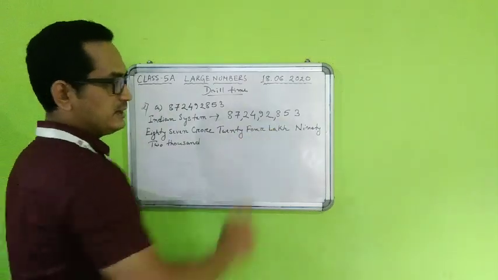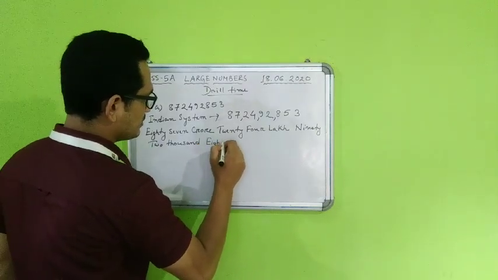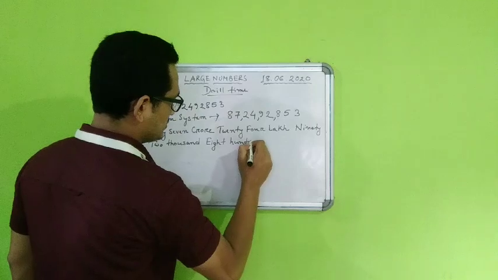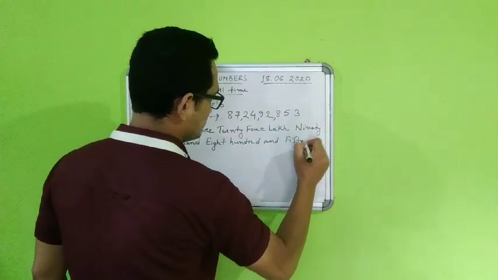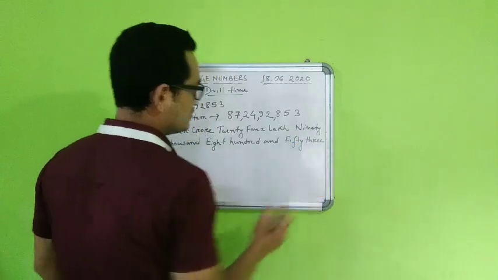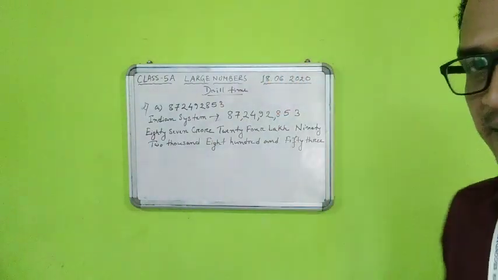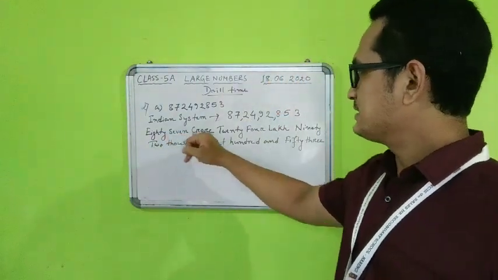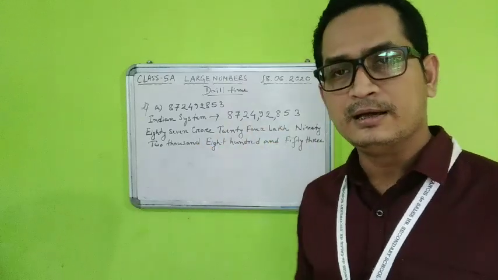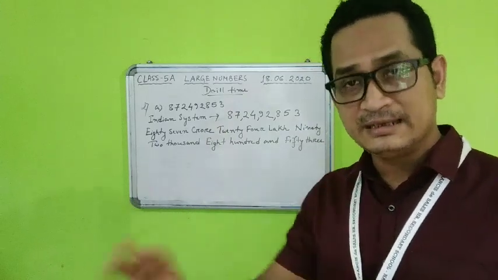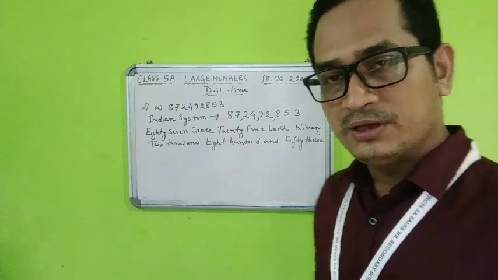Then finally what will come? 853. So the last 3, that is 853. So students, you can see the number name in the Indian system is now completed. You can say 87 crore 24 lakh 92,853 is the number name for this number in Indian system, because we have put the commas according to the Indian system. Now let us go for the international one.